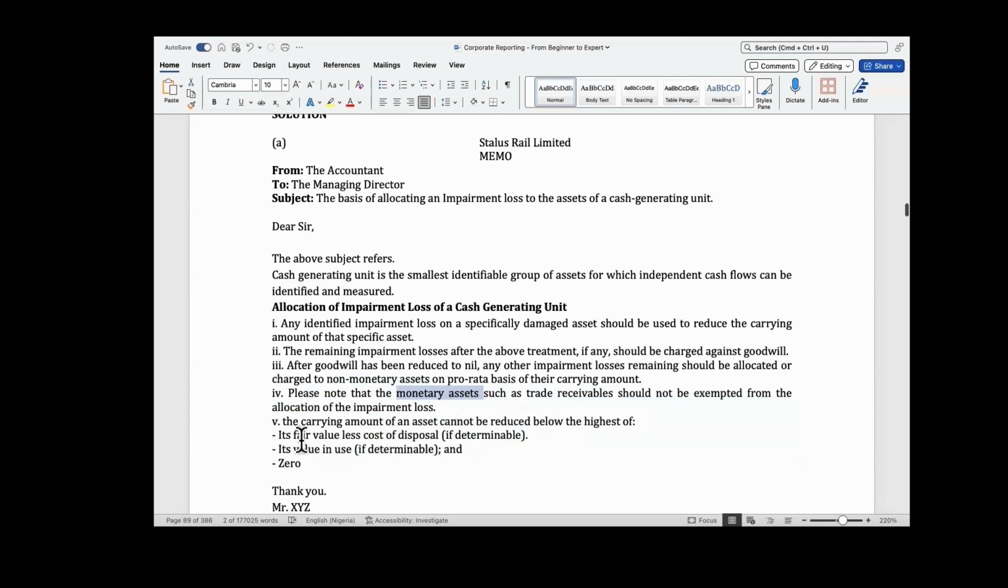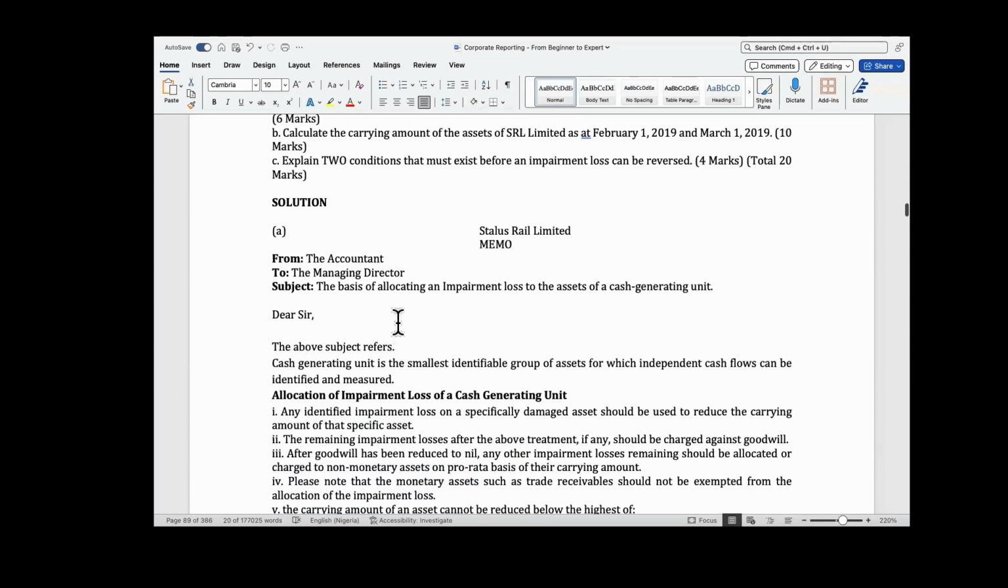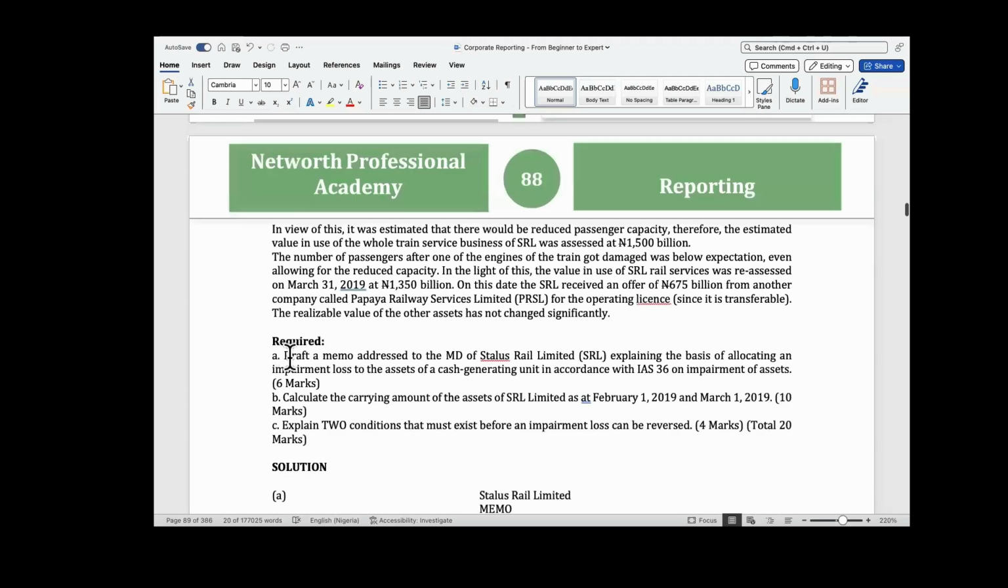And here they are talking about when you impair an asset, make sure that the value is not below the recoverable amount. Do not bring it down to below the recoverable amount. You rather bring it to its recoverable amount, not below it. Okay. So that is for this A part. This one is quite straightforward and it's 6 marks.